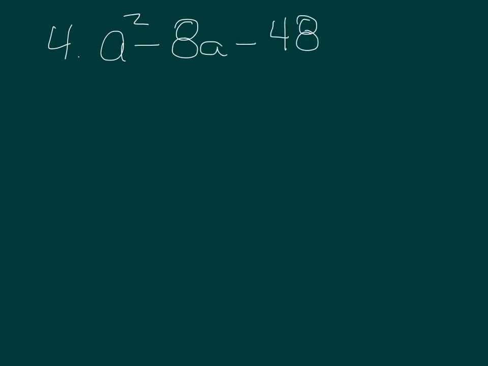So let's look at something without a coefficient in the front. Let's look at number 4 right here. Let's see what this looks like. a squared minus 8a minus 48 equals, here's the difference from just factoring polynomials. You now have the equals 0.